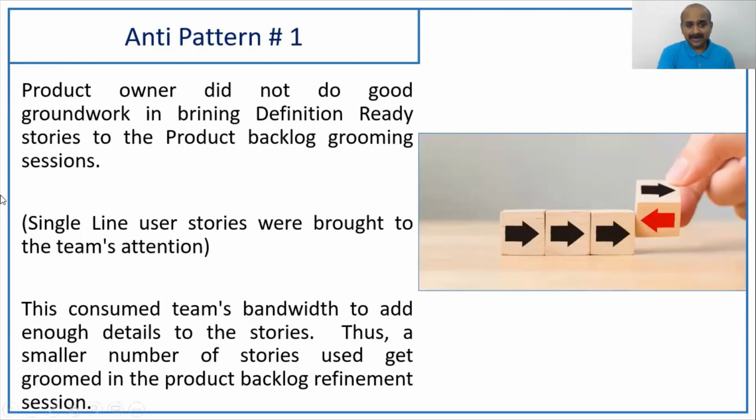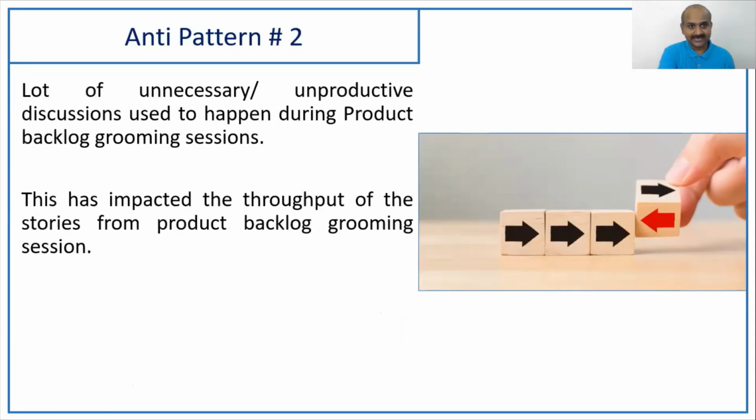So this kind of anti-pattern leads to a situation wherein teams don't like the product backlog grooming session at all, right? So we have to ensure the Scrum Master, along with the required people in power, should be able to ensure that the product owner is given feedback: don't bring single line user stories. Rather, do your groundwork and bring the story. Then the team can start adding details.